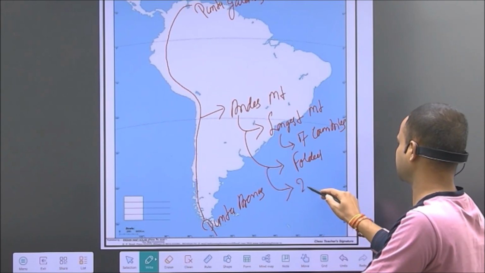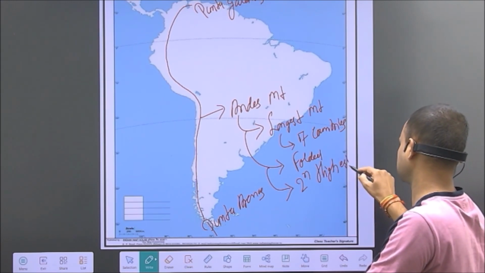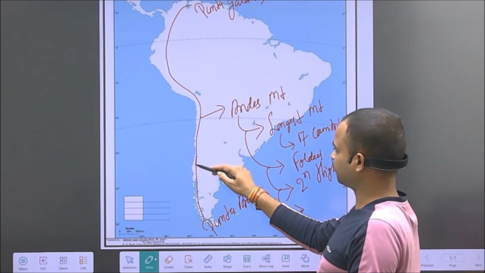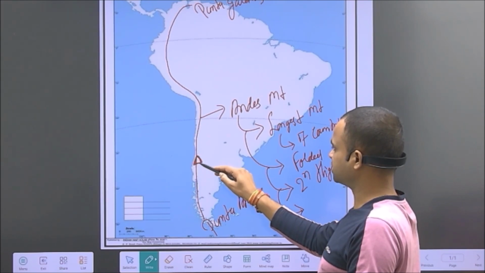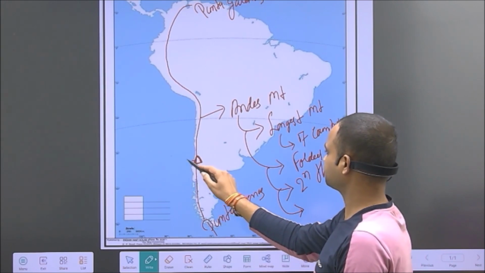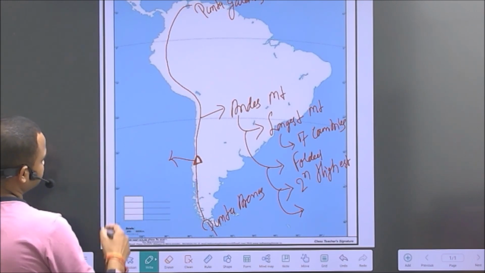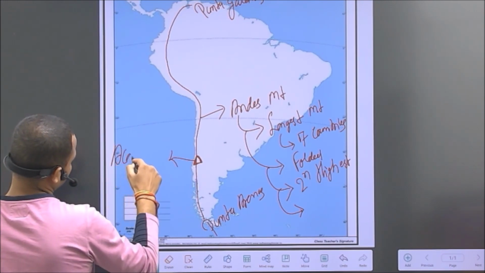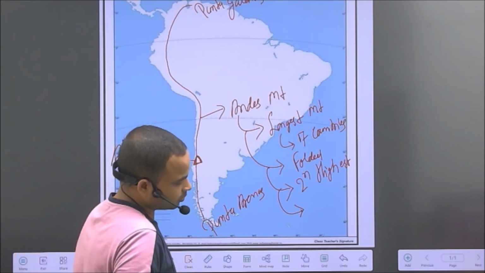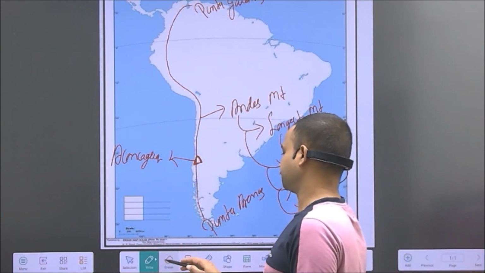Third, it is the second highest mountain after the Himalaya. Fourth, here one peak of the Andes mountain is situated, which is known as Aconcagua, and Aconcagua is situated on the border of Chile and Argentina. So these are facts about the Andes mountain.